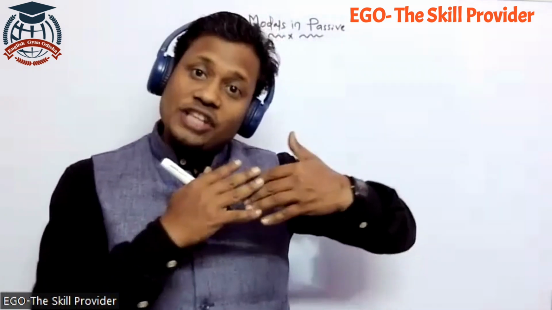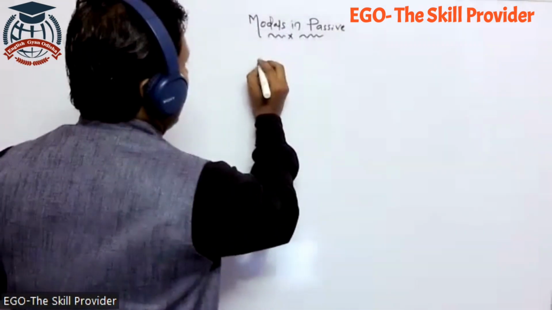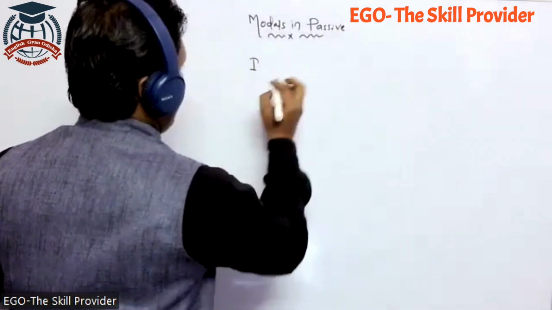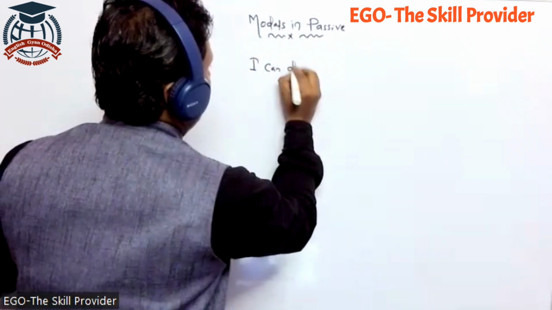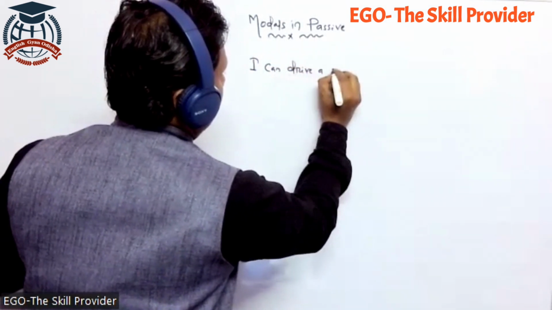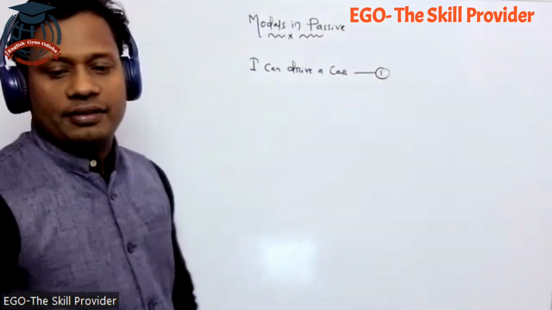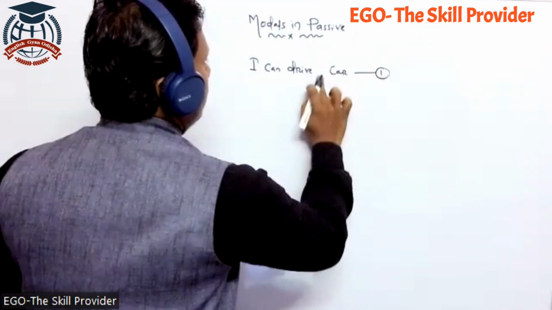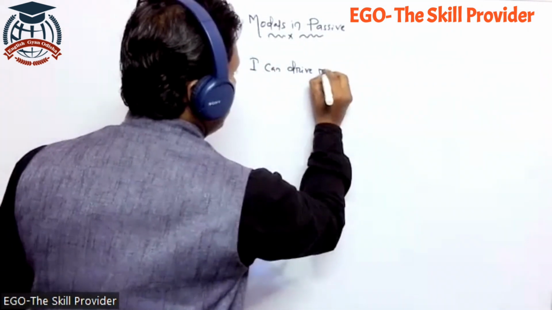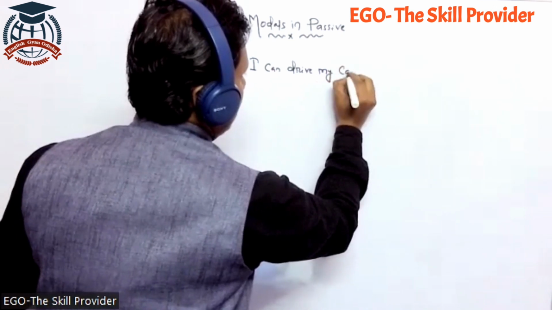So modals, or modal verbs, you call them. You call it modals or you call it modal verbs. They don't express themselves, but they can change the meaning of a sentence. Let me give some examples of modals. Suppose I say, I can drive a car. This is the first sentence I have given. I can drive my car.